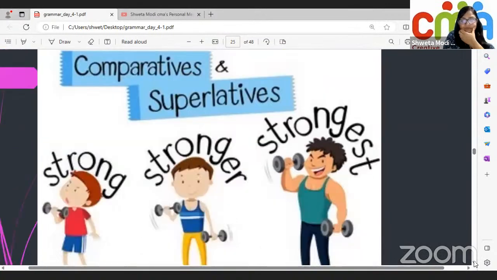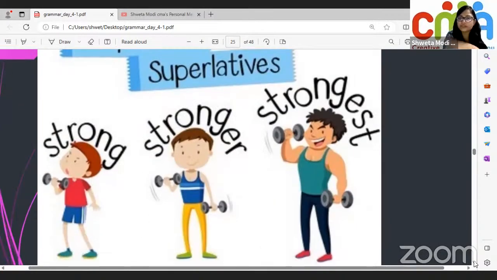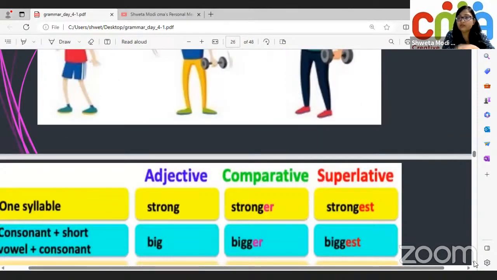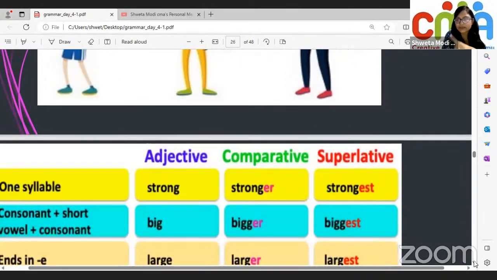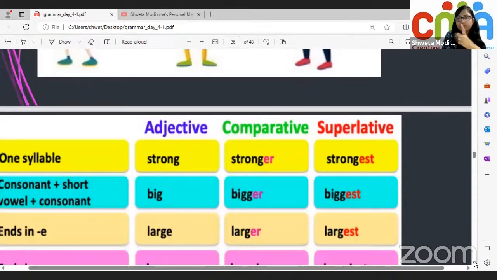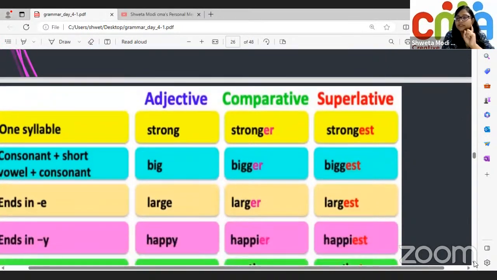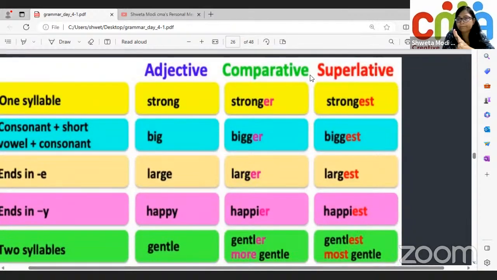Comparative, superlative, we have already done. So strong, stronger, strongest. Now, if it is a one syllable word, we use ER and EST. If the last three letters are CVC, consonant, vowel, consonant, the last consonant gets doubled, as in bigger, biggest. If it ends with E, we drop that E. If it ends with Y, we drop the Y and put IER and IEST.